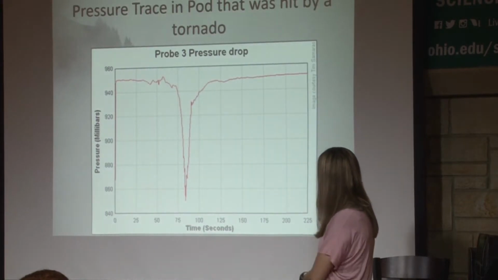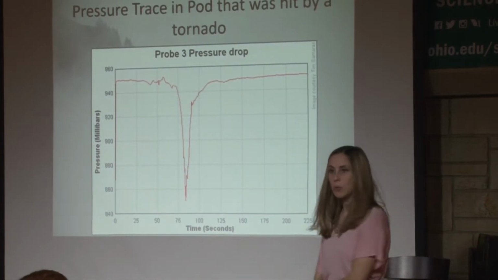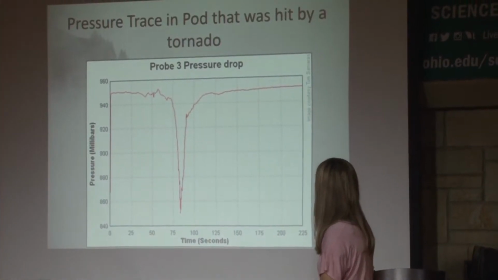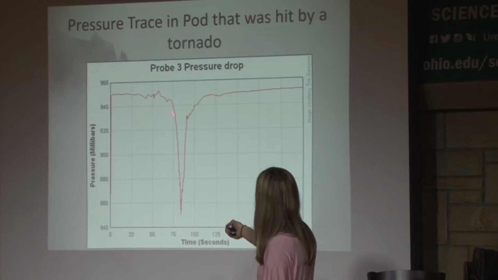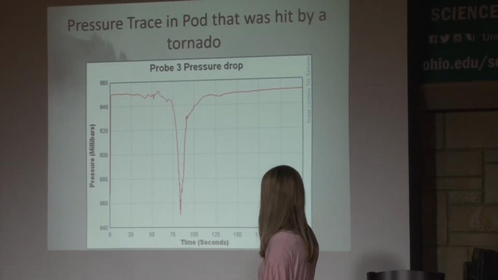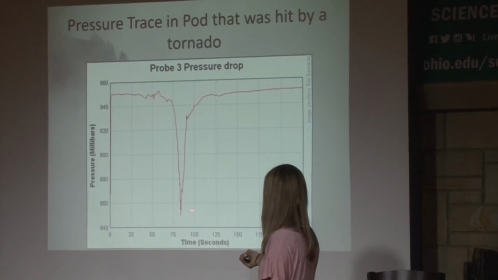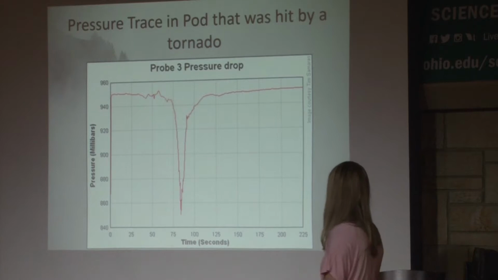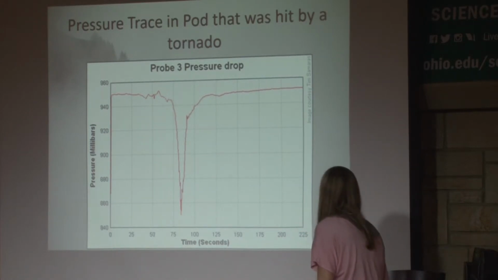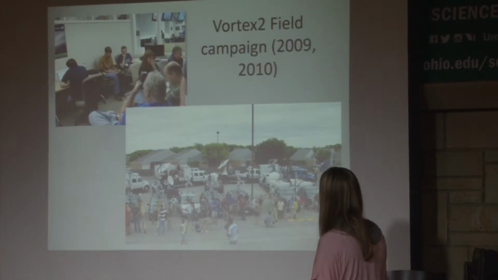All right, so here is a pressure trace from one of those probes, the little turtles, that was hit by a tornado. So you can see there's a dramatic pressure fall of over 100 millibars. So this is very, very dramatic. This is lower pressure than hurricanes and than really anything else that we can experience on the planet. So very low pressures within the center part of a tornado.